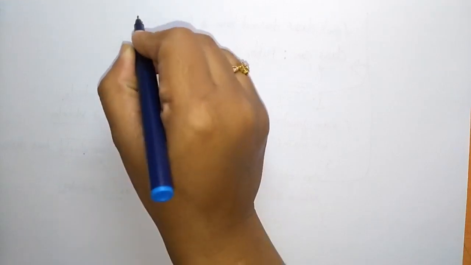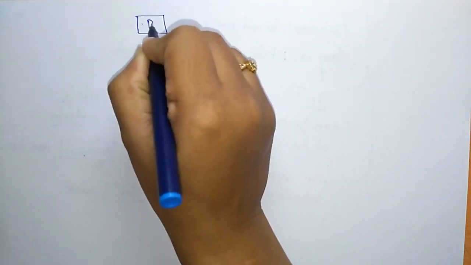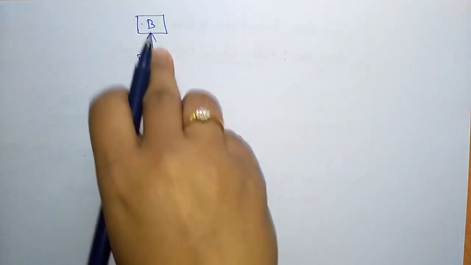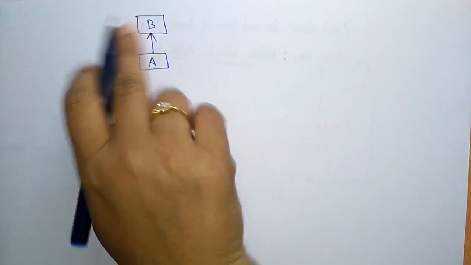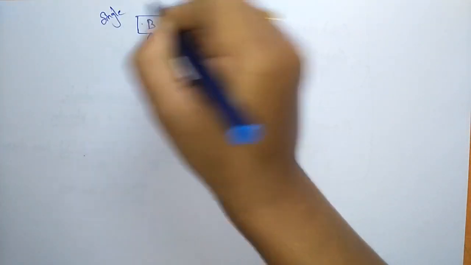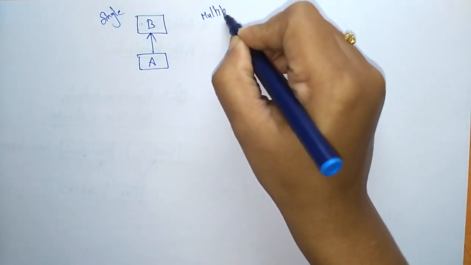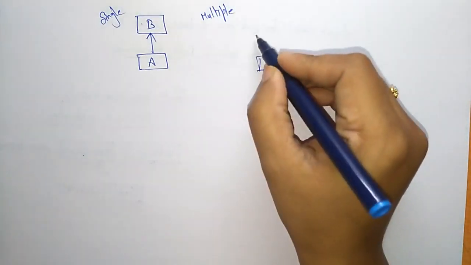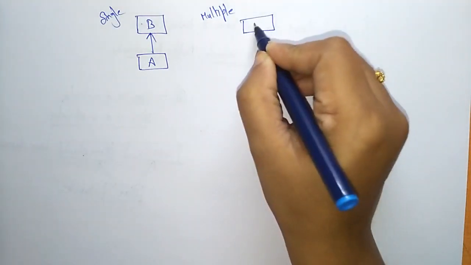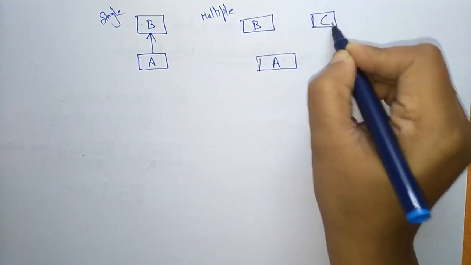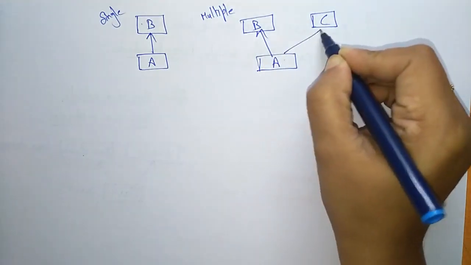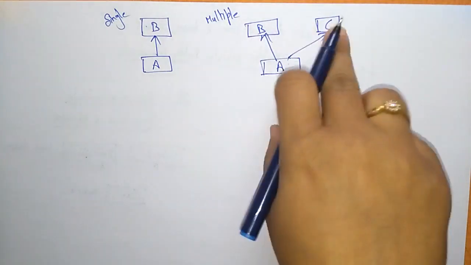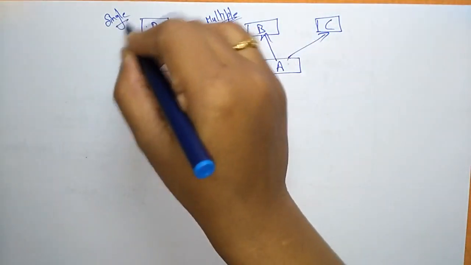So that is class B, class A. Here class A is inheriting the properties of class B. So this is single. And multiple means one subclass, one derived class, will inherit the properties of one or more base classes. So here A is the subclass. It inherits the properties of one or more base classes. So you call this multiple.